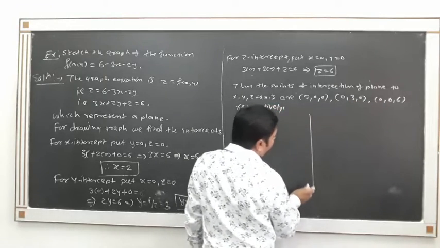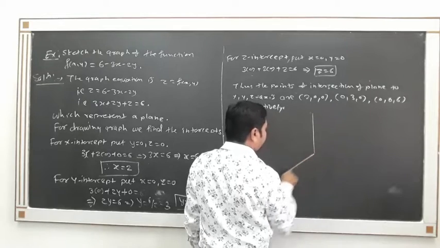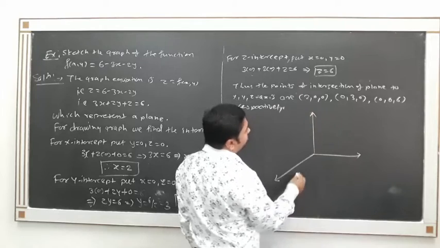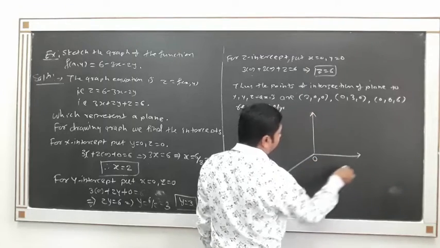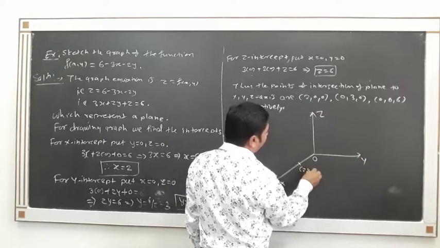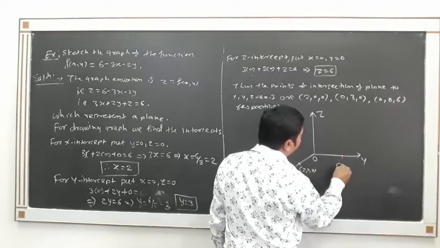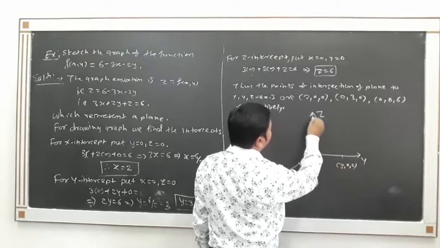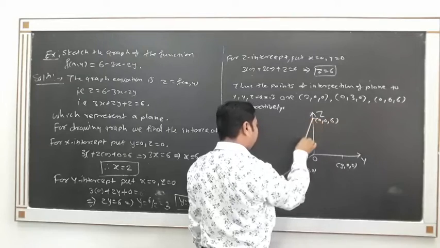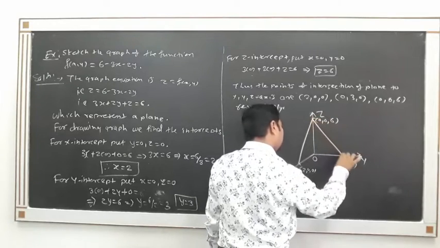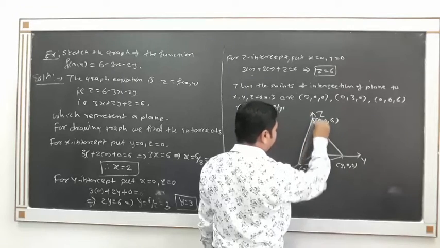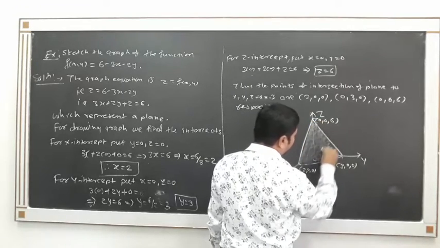So we will try to draw the plane or the graph. Suppose this is x, y and z. Here is our (2, 0, 0). Here is our (0, 3, 0), and here is our, suppose, (0, 0, 6). So joining these, we get our required graph of the plane. This is the plane.